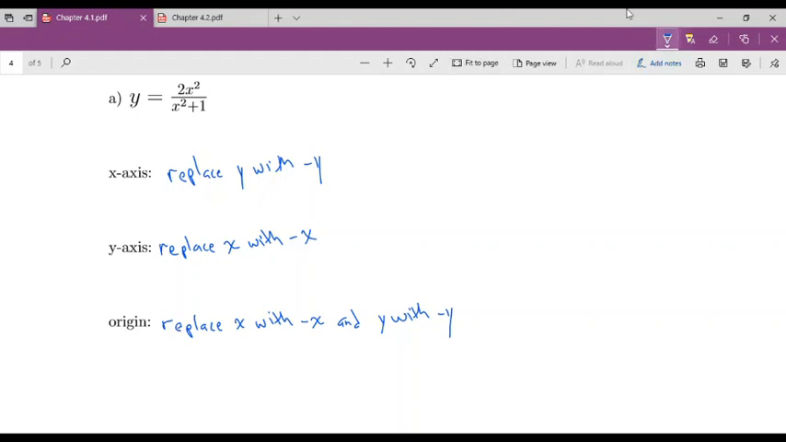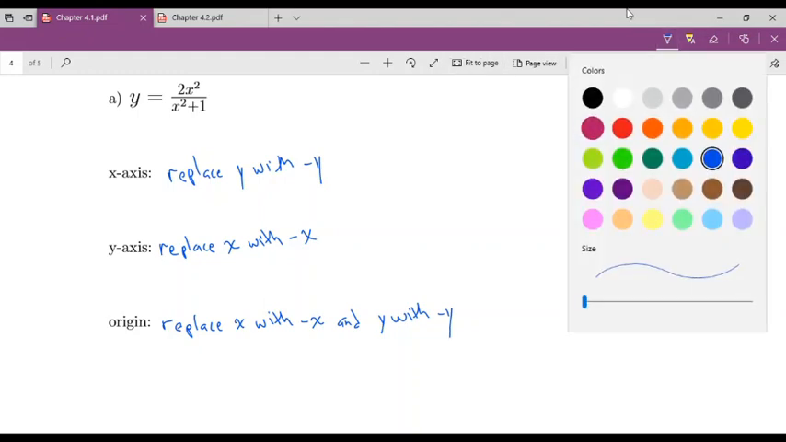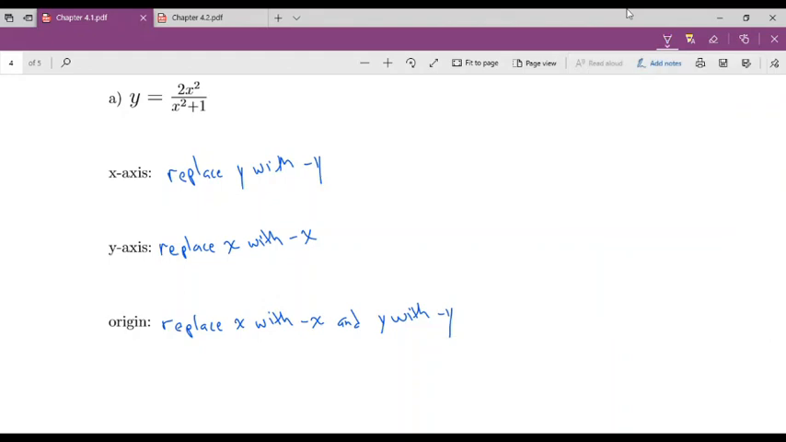Let's work these one by one and you can actually see how it works. We've got y equals 2x squared over x squared plus 1. Treat this y as an f of x. We're going to replace y with negative y. If I replace y with negative y, what I get here is negative y equals 2x squared over x squared plus 1.